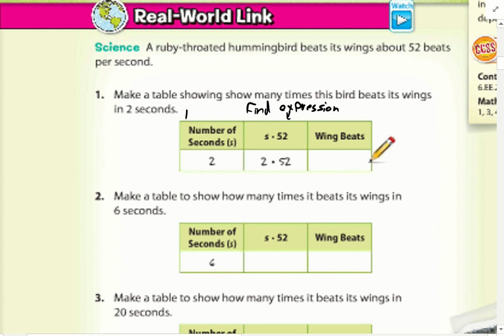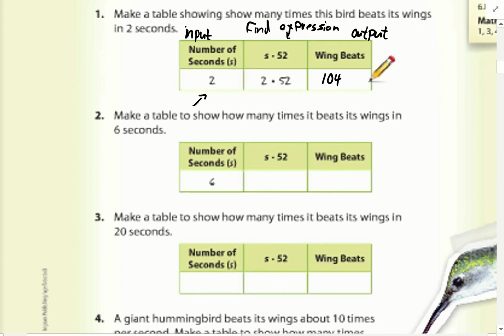So this is going to be our input, number of seconds, and then here will be our output. So this is what we put in, and then what we get out is the wing beats. So s times 52, seconds 2 is going to equal s. So we have 2 times 52, so we're going to have 104 wing beats. Now if it beats its wings in 6 seconds, so now we're going to have 6 times 52. And that's going to be 312.